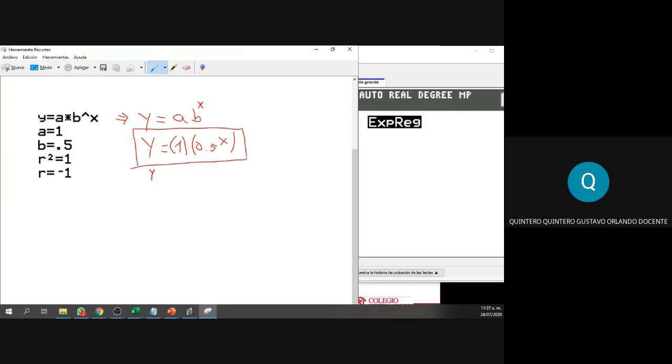Of course, in this specific case, we don't have to write the 1. We can just write 0.5 to the X, because multiplying by 1 doesn't change anything. So this could be the function. And this is the idea of modeling.